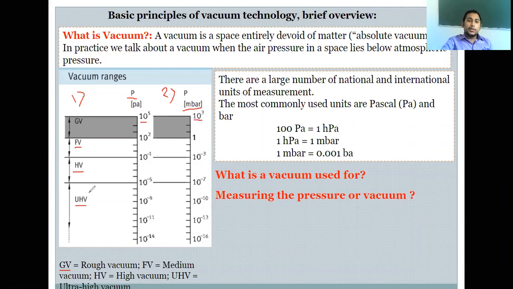This kind of vacuum range, HV or ultra high vacuum, is useful. It is less than 10 raised to minus 5 Pascal, and in millibar less than 10 raised to minus 3 millibar, or lower. This kind of vacuum is required to accelerate the electron. This vacuum technology is important for accelerating electrons. You already know the technology of electron accelerators, linear accelerators, or the pelletron.